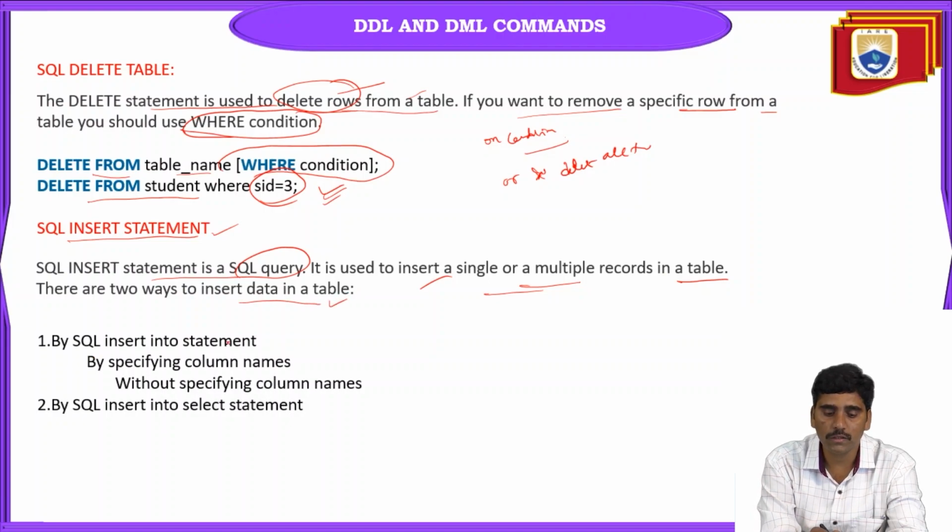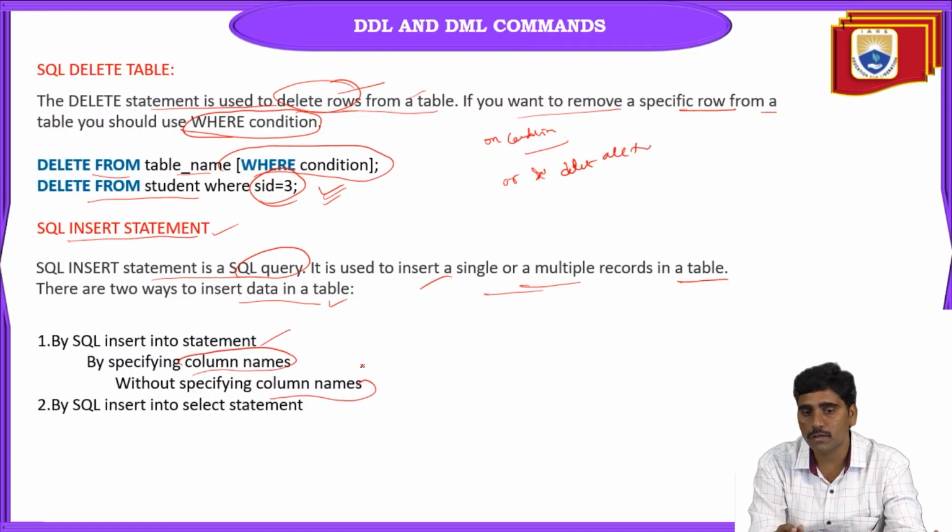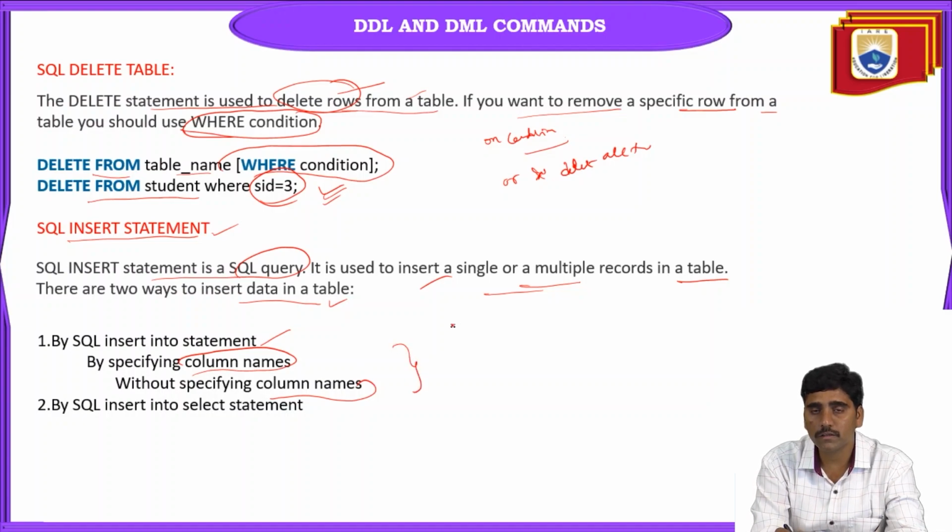One is by the SQL insert into statement, by specifying column names or without specifying columns. You can insert values in two ways. One is by specifying column names, what columns you are going to insert in, or you want to insert all column values by specifying all columns or else specify columns.